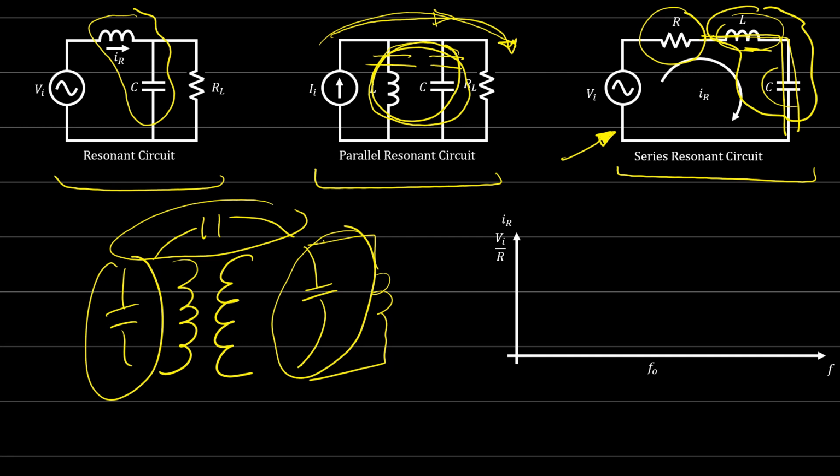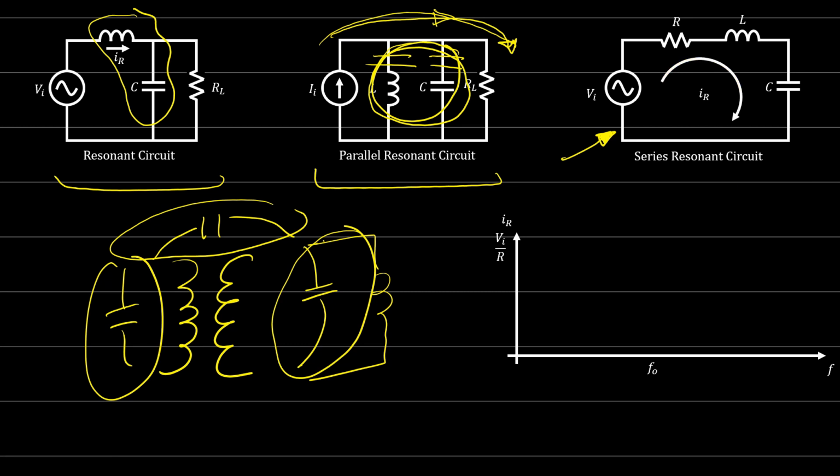Okay, if we try to draw the curve of the current, this current IR, let's say we're studying the current in the series resonant converters. So I want to look at the current that is flowing within this circuit and see what happens if we increase or decrease the frequency, how the current behavior looks. Okay, so if you try to draw the frequency versus the current, V input over R, you'll find that the current curve will be something like this.